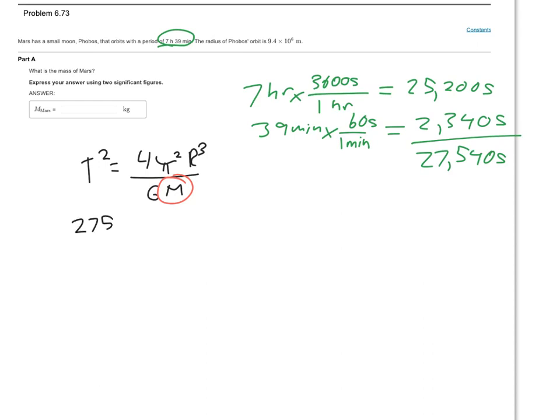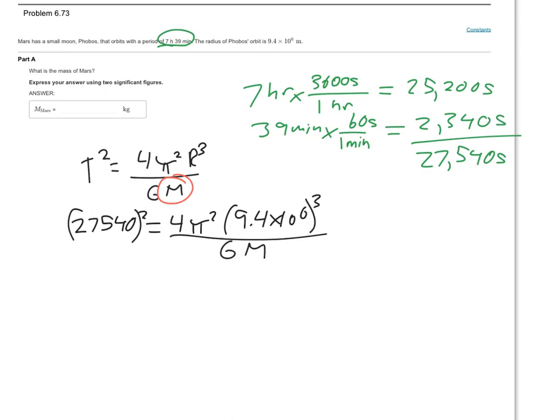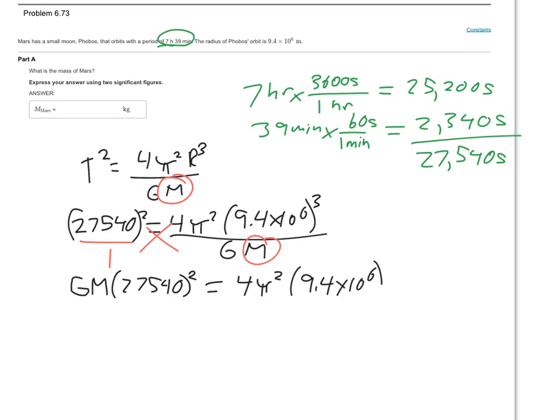So 27,540 squared equals 4 pi squared times the orbital radius, which we're told is 9.4 times 10 to the 6th meters, that cubed, all over GM. I'm actually going to go ahead and cross multiply here because I ultimately want to solve for this mass. So I'm going to say GM times 27,540 squared equals 4 pi squared times 9.4 times 10 to the 6th cubed.